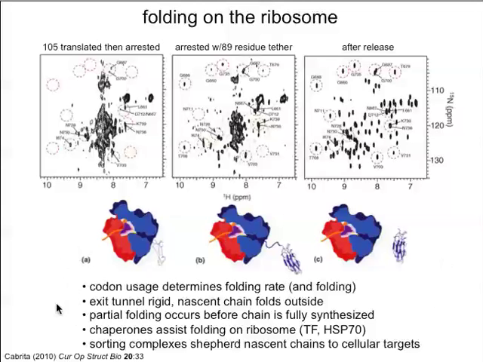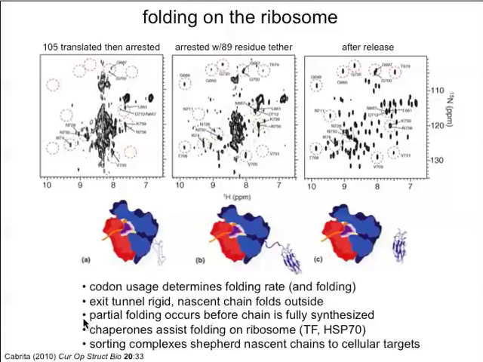What these studies of co-translational folding tell us, though, is that the folding rate is dependent on codon usage. So depending on the codon usage in our message, the molecule is going to be translated more or less quickly, and that's going to affect the rate at which the protein will be able to fold. What else do we know? Well, we know that the exit tunnel off the ribosome is fairly rigid, and therefore that the chains, we call these the nascent chains, being born off the ribosome, must fold outside the ribosome.